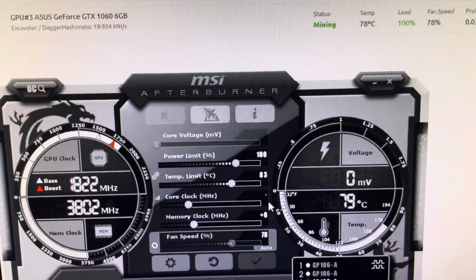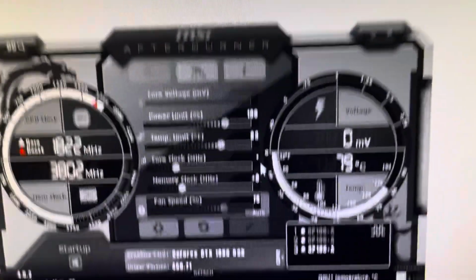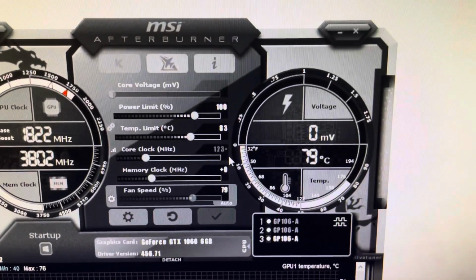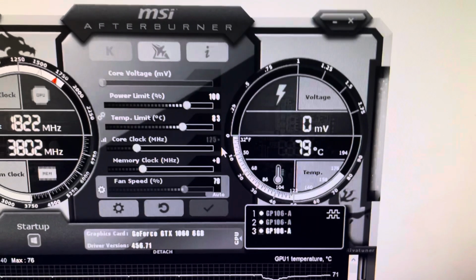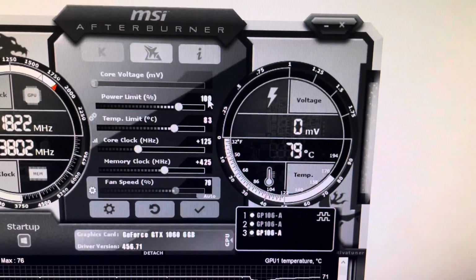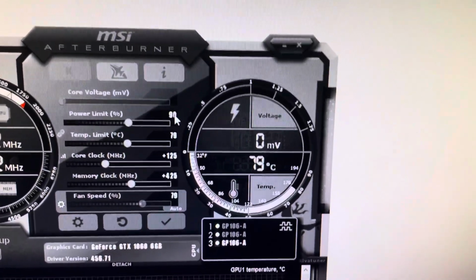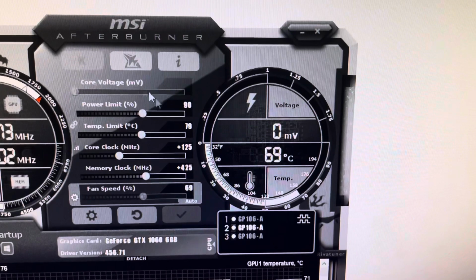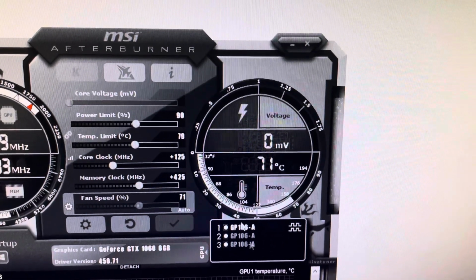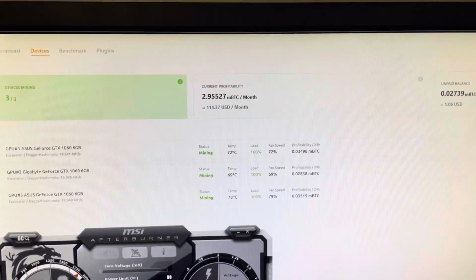Sometimes the clocks mess up for whatever reason. Not too sure why, so I have to reset. 125 core clock, 425 memory clock, 90% power. Whoops. Alright, we're good. But yeah, here they are mining away.